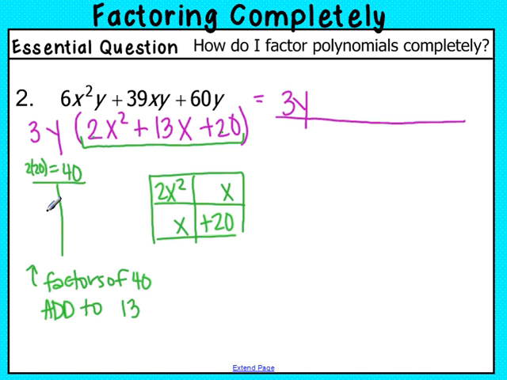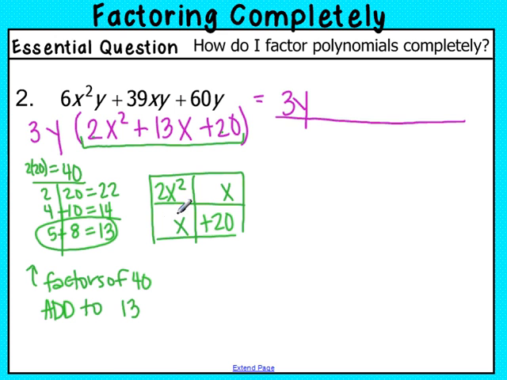Okay, and again, you can list out all your factors of 40. I'm pretty sure it's not 1 and 40, because when I add those two together, I definitely don't get 13. 2 and 20 gives me 22, not what I need. Let's keep thinking. We got 4 and 10. That gives me 14, so close. What about 5 and 8? Yay! That gets me 13. Okay, so that is the one that we're going to be using.